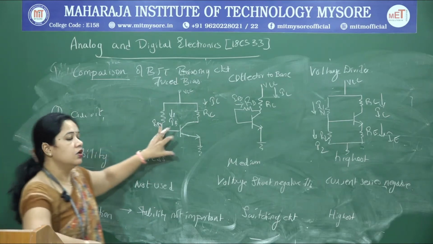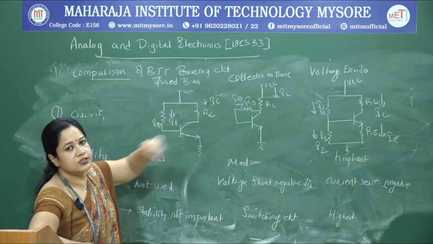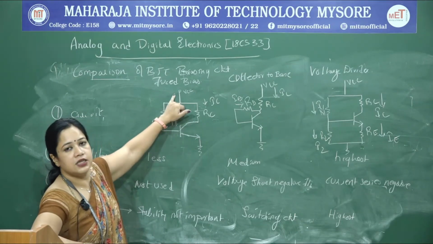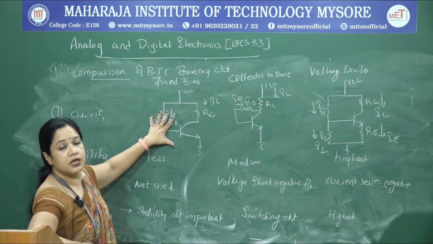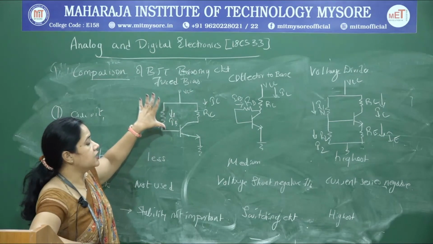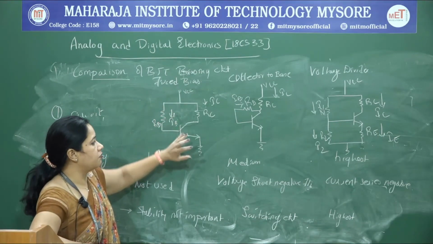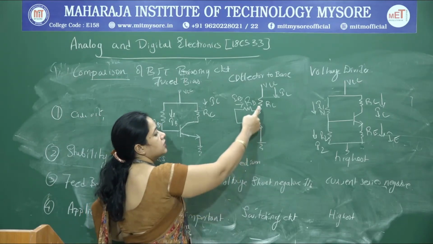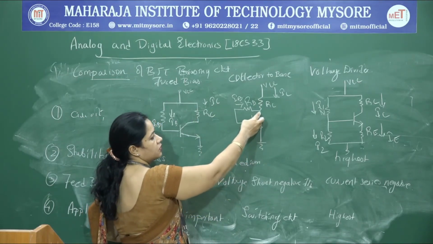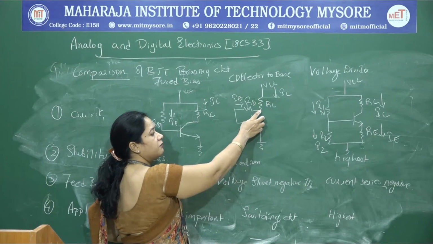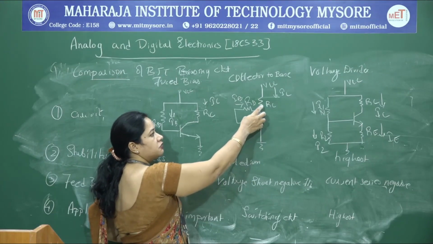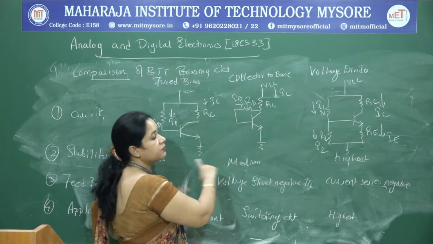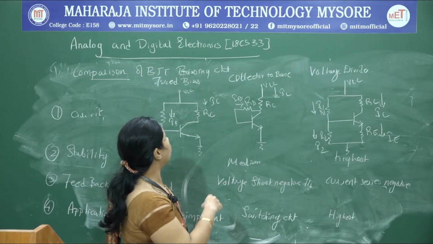The first one is circuit. The fixed bias happens to be the simplest of all the circuits. It has only two resistances, RB and RC, and a single voltage source. So the advantage of your fixed bias circuit is that it is simplest, containing fewer components. And coming to your collector to base bias, here your biasing voltage is obtained by tapping the voltage from the collector to the base, and this offers better stability as compared to your fixed bias.